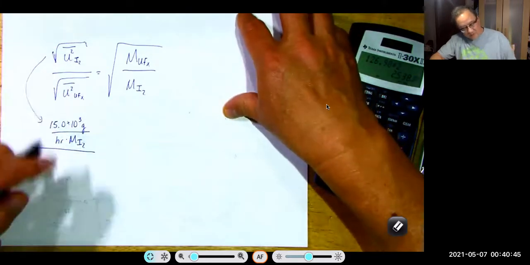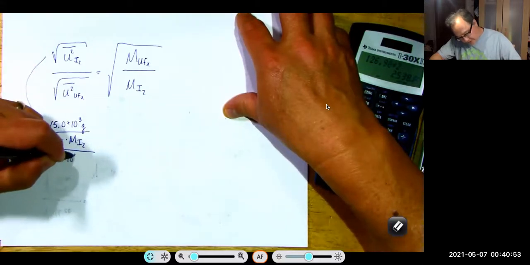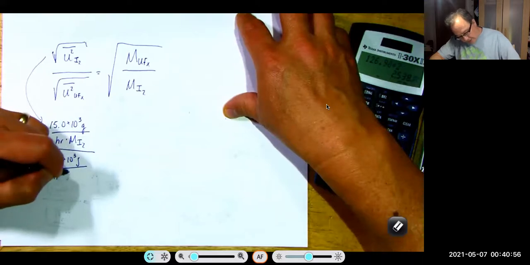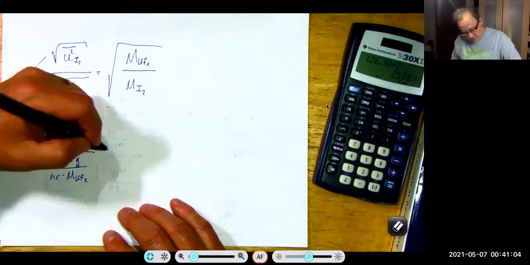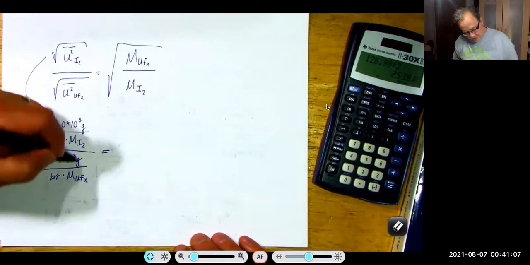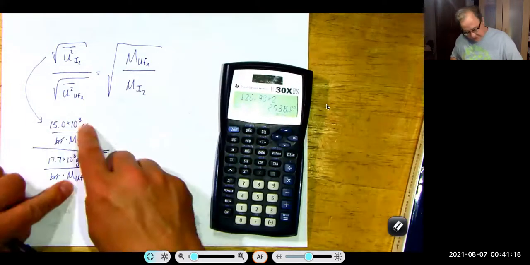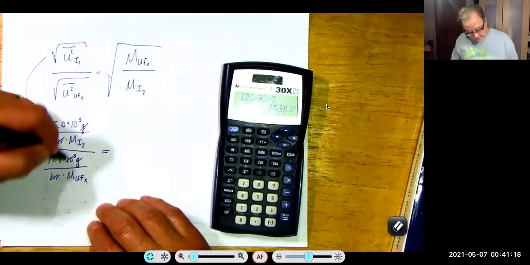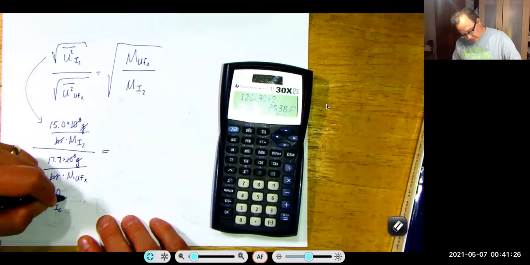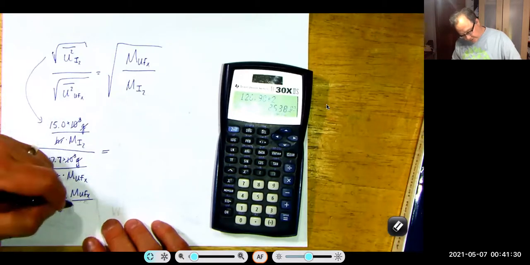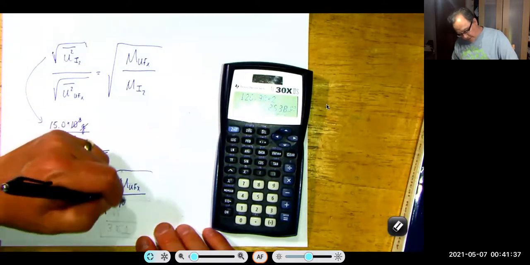Now, what was the rate for UFX? Well, it was 17.7 times 10 to the third grams per hour times the molar mass of UFX. Okay, so you can see when this cleans up, the hours cancel, the grams cancel, and I'm going to go ahead and flip this and clean this up. The 10 to the thirds cancel, and what this ends up being is 15.0 over the molar mass of I2 times the molar mass of UFX over 17.7, equal to the square root of the molar mass of UFX over the molar mass of I2.